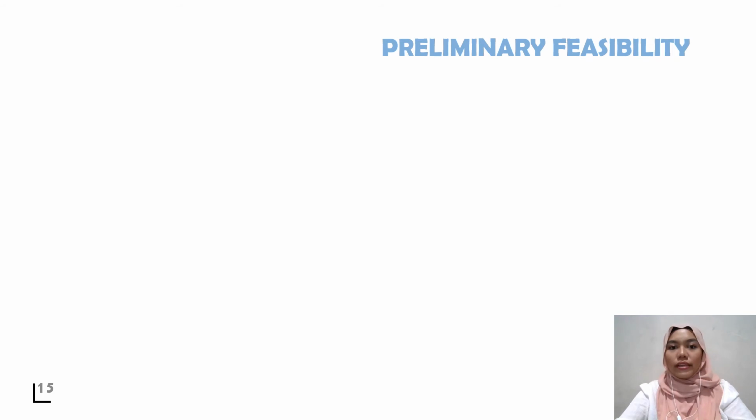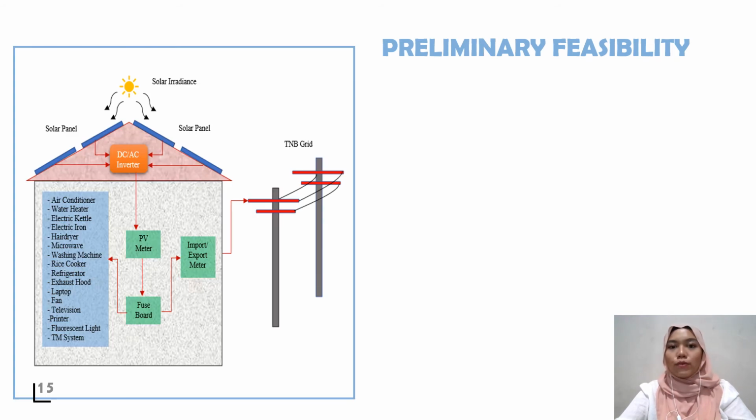Preliminary feasibility. This is the proposed residential house for this project. It consists of solar panel, DC-AC converter, PV meter, and fuse board. All electrical appliances that are usually used in a house are included. The electricity supply will be connected to the TNB grid.